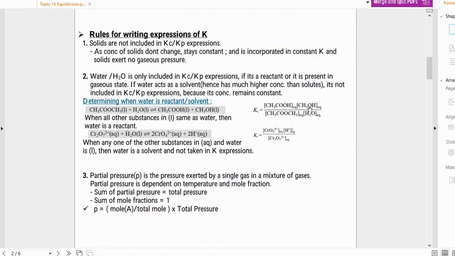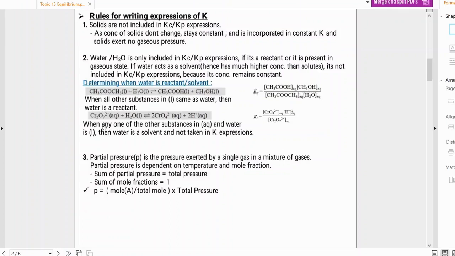So water is a reactant here and is included in the Kc expression. But when any one of the substances is in aqueous state, so either any product or any reactant, or both products and both reactants are in aqueous state, but water is in liquid state, so this contrast of states. In those cases, water is a solvent and is not taken in the Kc expression. So that is when water is a solvent, and that is when water is a reactant.